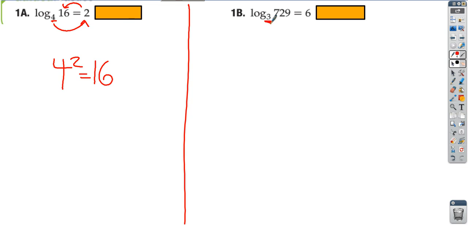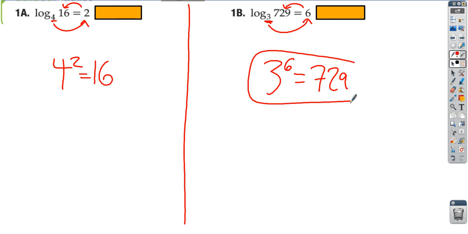Right here it's this base raised to that power equals that answer. So 3 to the 6 equals 729. Again, what we're doing is taking those logarithms and writing them in exponential form.